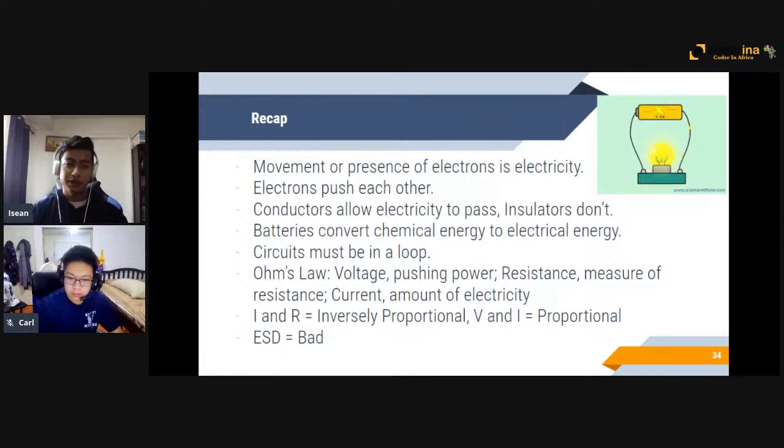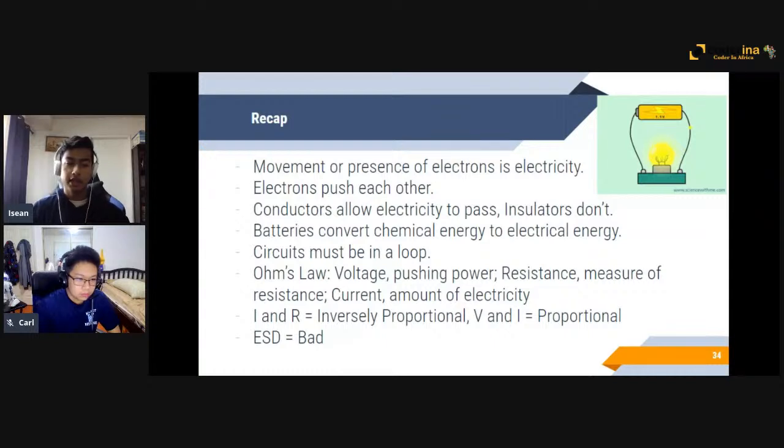Okay, now we'll do a quick recap if you may have forgotten some parts. So quick recap. The movement or presence of electrons is electricity. Electrons push each other. Conductors allow for electricity to pass because they have metallic bonds, and insulators don't. Batteries convert chemical energy into electrical energy. Circuits must be in a loop. If that loop is broken, then electricity cannot flow and all the components will turn off.